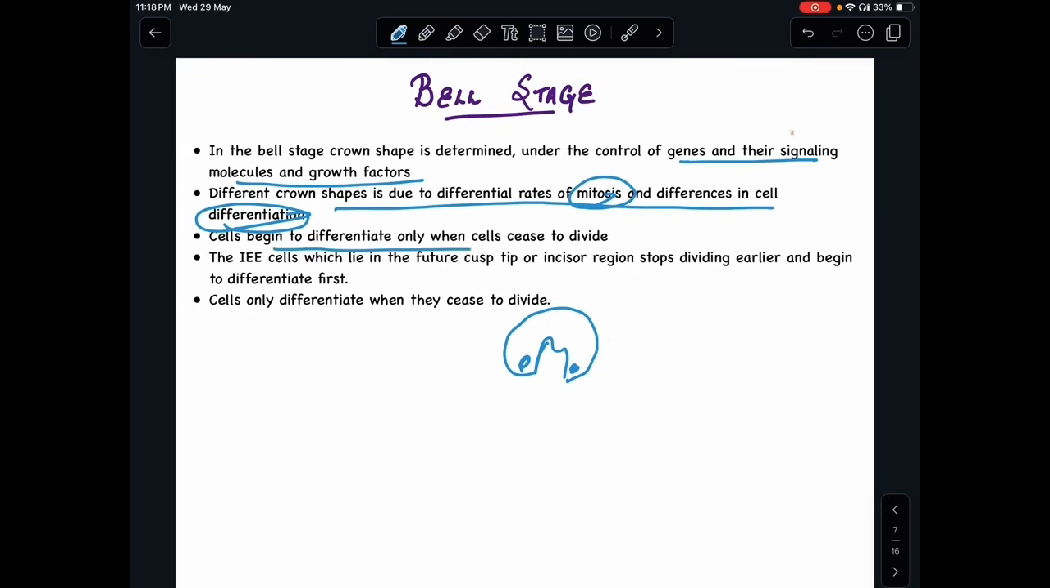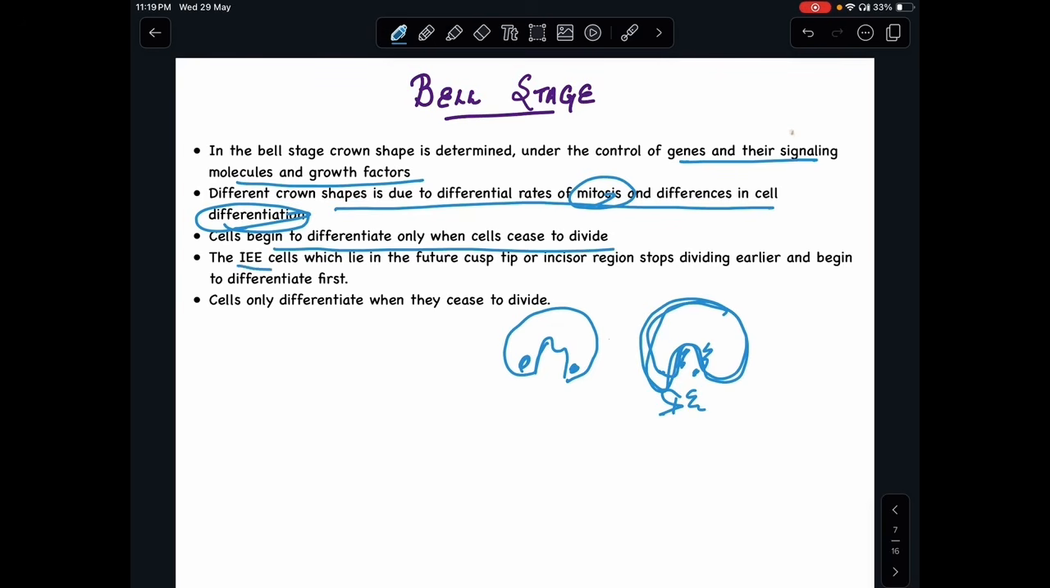Cells begin to differentiate only when the cells cease to divide. So first the enamel organ will grow, and then it will start forming the enamel, and then the dentine will be formed. What it's saying is that before the enamel and dentine, and before the ameloblasts and odontoblasts are formed, first the entire growth will take place and then the differentiation of ameloblasts and odontoblasts will take place.